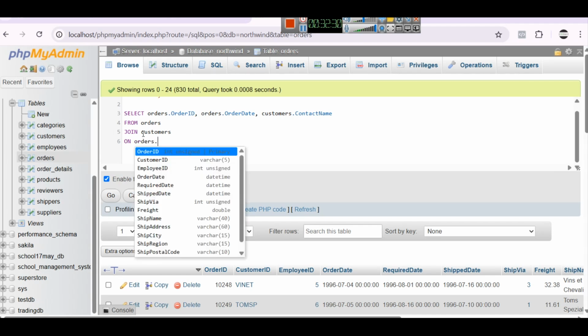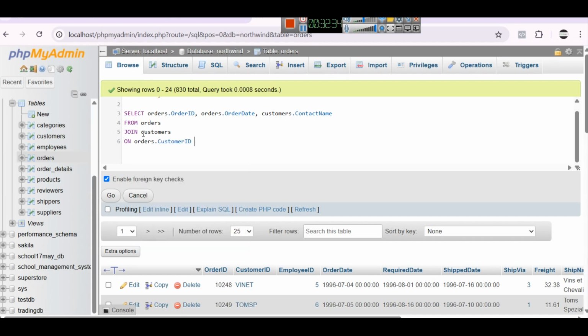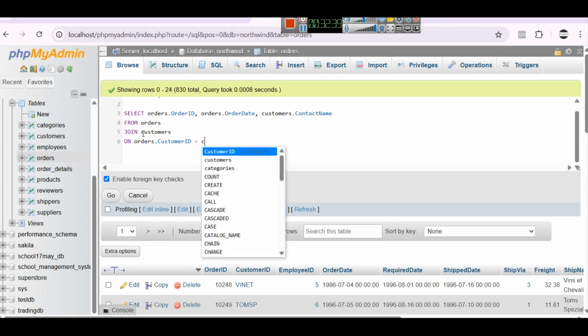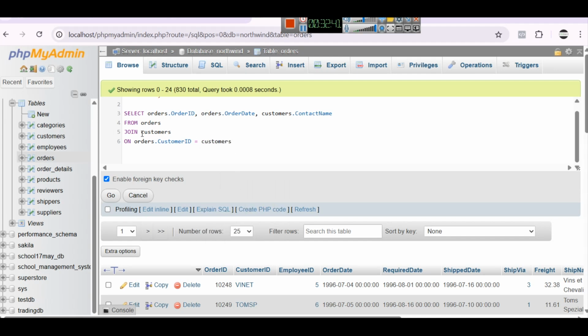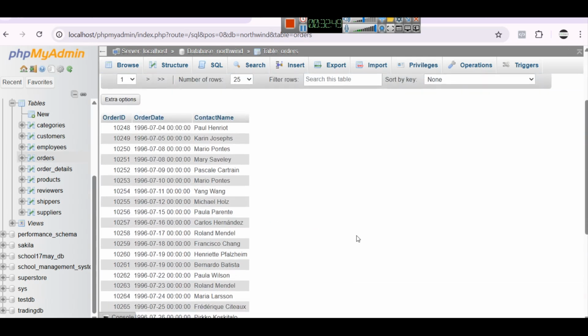What is common between them? Customer ID equal to customer dot customer ID, customers dot customer ID. So when you do this and run, it is going to show output like this: order ID, order date, contact name, and so on.